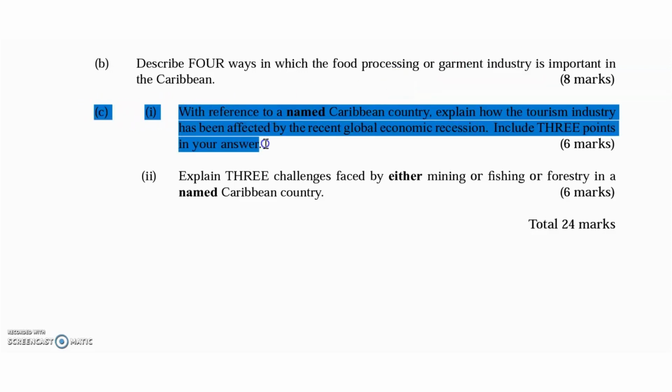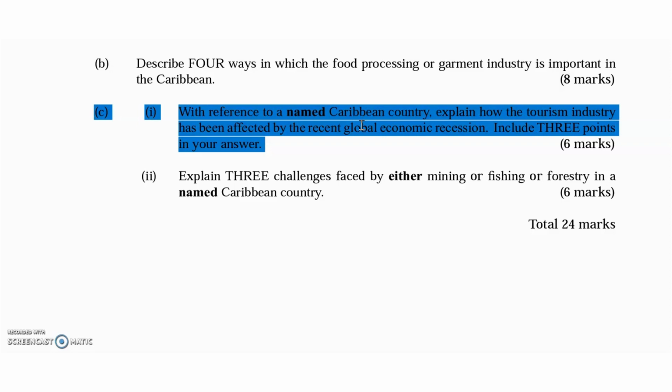Part C. C part 1, with reference to a named Caribbean country, explain how the tourism industry has been affected by the recent global economic recession. Include 3 points in your answer. Now, I'm actually going to refer to Trinidad and Tobago, specifically Tobago. All right. A lot of tourists visit Tobago because it is very scenic. It's very beautiful. But at the same time, if you have a global economic recession, people don't have that financial flexibility to travel from point A to point B or travel across the world.